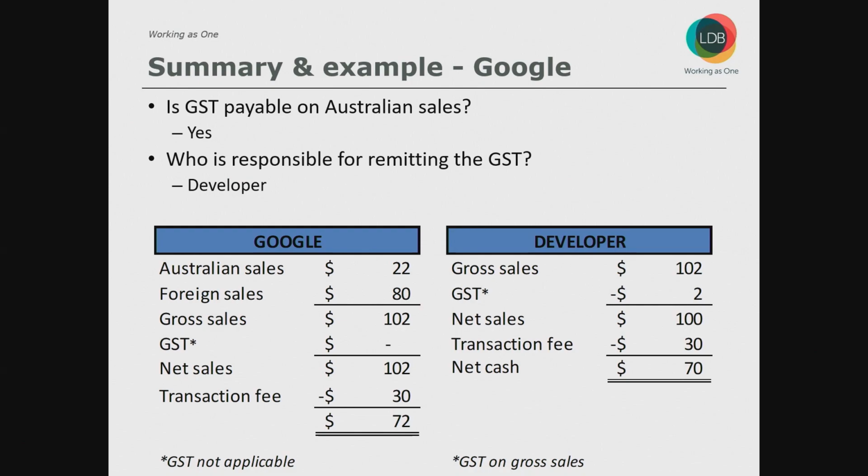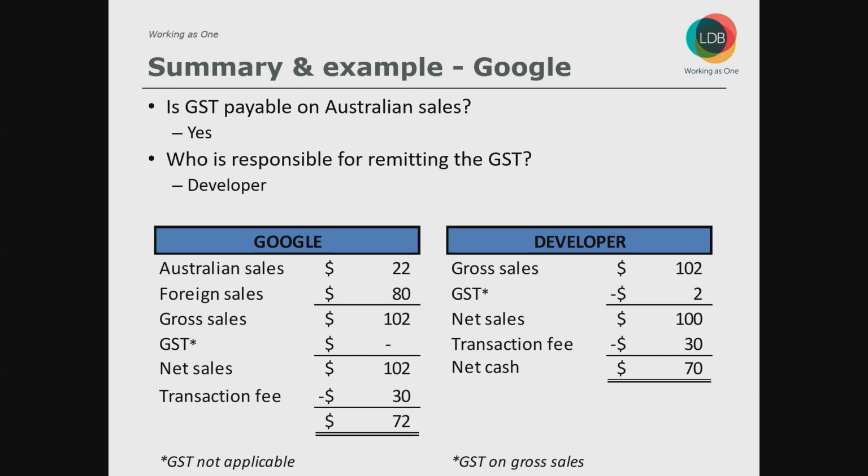So again, to summarise, is GST payable on the Australian sales? And the answer is yes. And who is responsible for remitting the GST? So in this case, it's the developer who is responsible. Technically speaking, you as the developer are the one making the sale to the end user. Therefore, in the eyes of the law, you're the one that is collecting that $102.